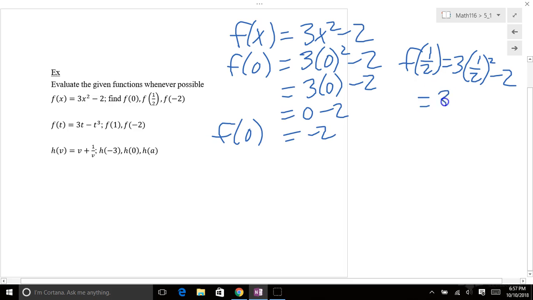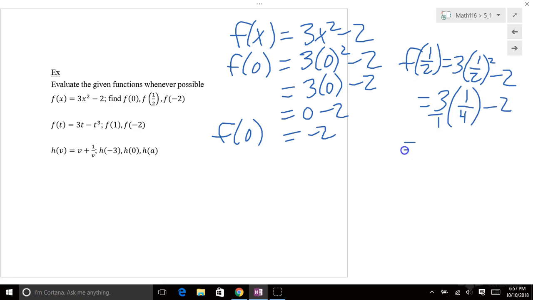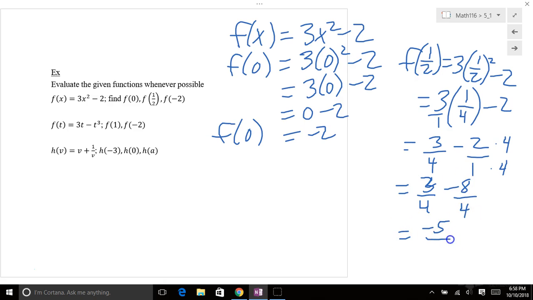So now we got 1 squared over 2 squared, so 1 squared is 1, 2 squared is 4, and now we got 3/4, multiply across there, minus 2. Well, this is 2 over 1, so get a common denominator. So we got 3 fourths minus 8 fourths. So 3 minus 8, negative 5 fourths on that.